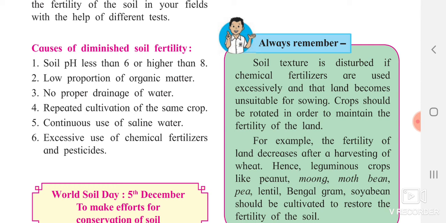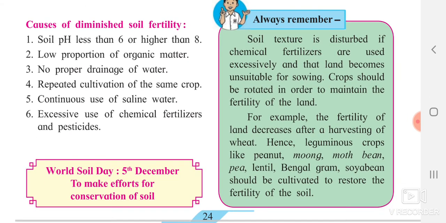Continuous use of saline water. Saline water means you are not supposed to use the water which consists of salt. Excessive use of chemical fertilizers and pesticides. See that you are using the pesticides and fertilizers in proper amount. How much is required, that much only if you are giving, then it is okay. If you are giving more than that, the soil fertility will be gone.